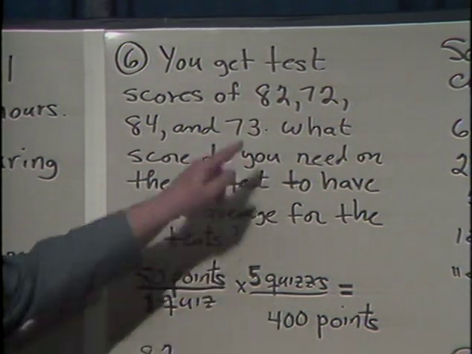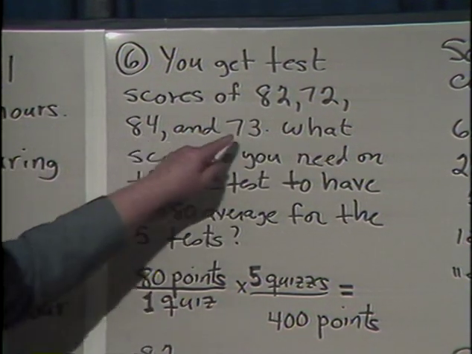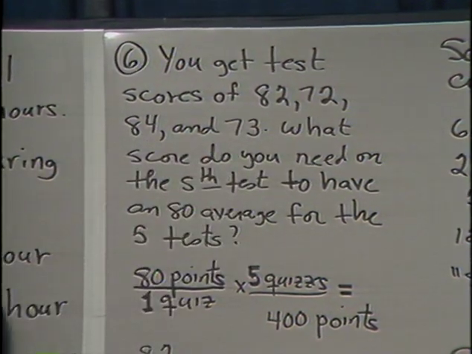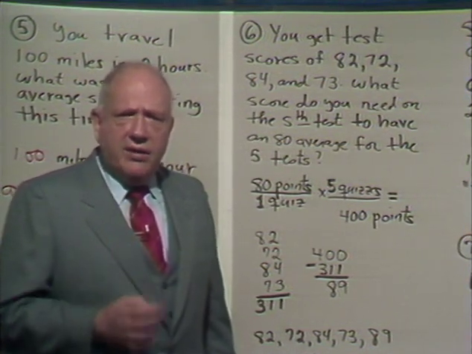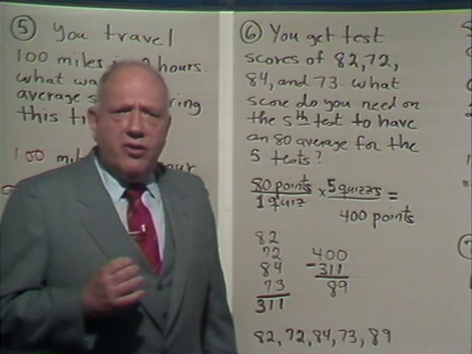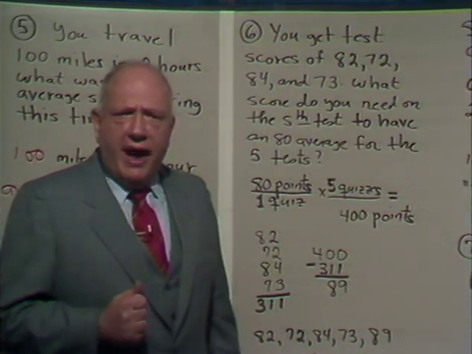They're all equally weighted. No tricks here. You score 82, 72, 84, and 73, and you're aiming to get an 80 average in this course. So you've got 4 tests in, 1 test to go, and now the question is, what do I have to get on this 5th test so that my average will be 80?